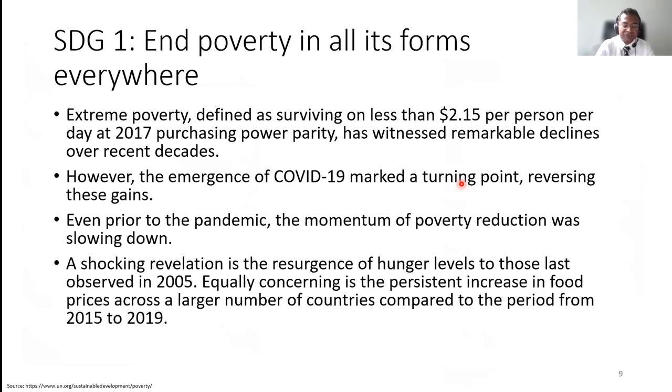But some of these trends are changing. With the emergence of COVID-19, some of these achievements have changed. But even prior to the pandemic, the momentum of poverty reduction has been slowing down. This might be because of the base effects also, because already a lot of people have graduated, but now the trend is slowly changing. And a shocking revelation is the resurgence of hunger levels, and of course, increasing food prices in the past few years will contribute to this. And as both previous speakers mentioned, climate change will have an adverse impact on food availability and food prices. So again, this is very likely to get worse.